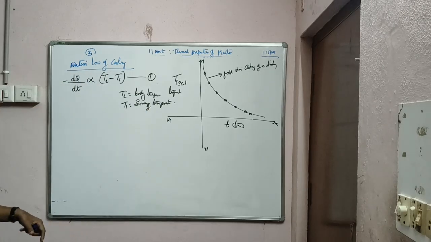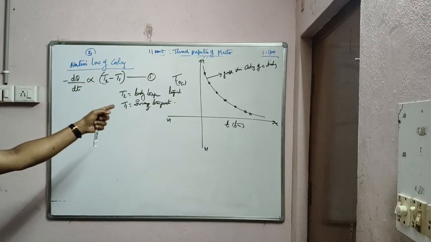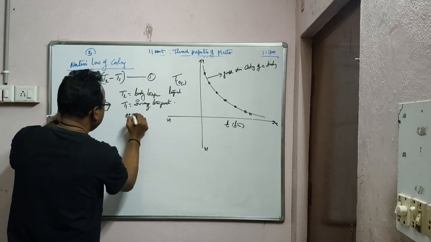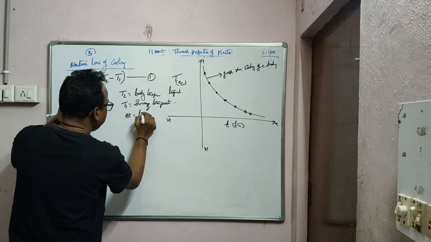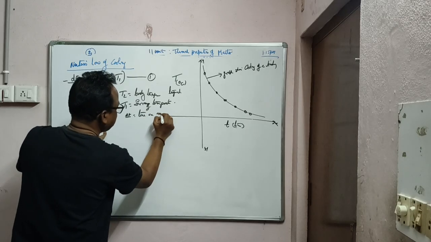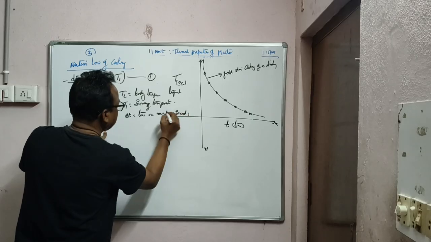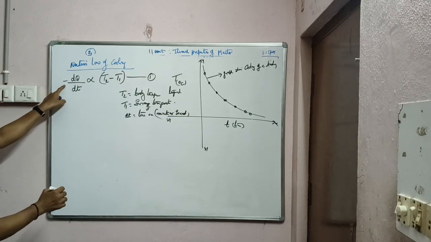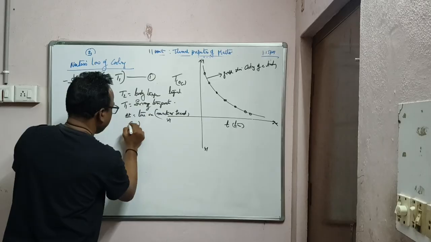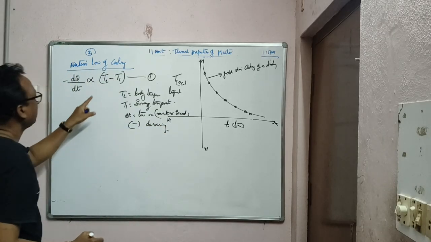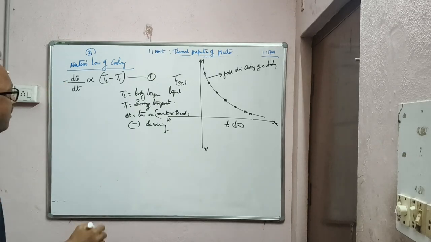So according to Newton's law of cooling, the rate of cooling is decreasing with the time. dt is the time, in minutes or seconds. The minus indicates decreasing. And T1, T2 are the temperatures of the body.